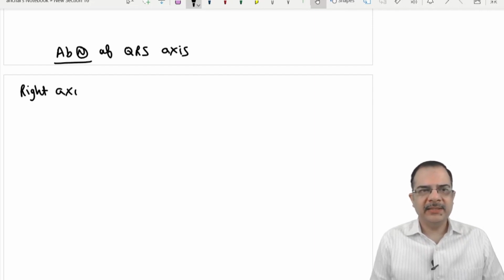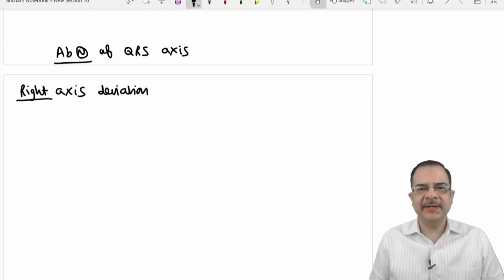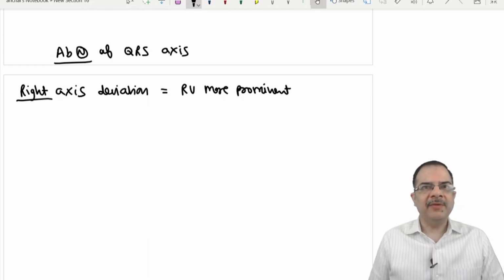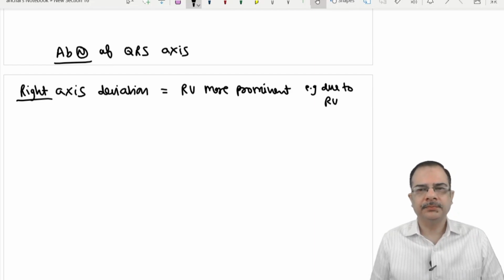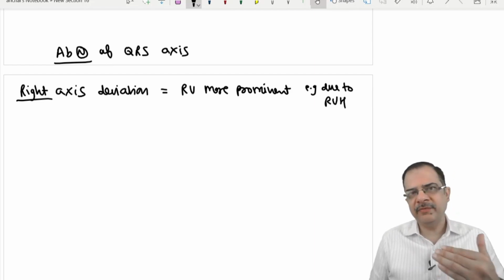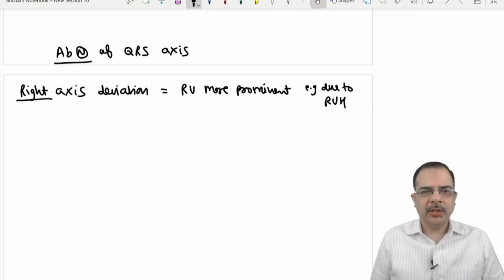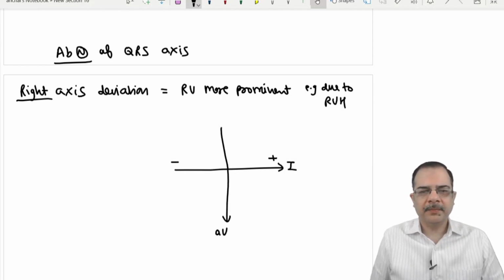So right axis deviation. As the name suggests, right means the right ventricle is more prominent, for example due to RVH, right ventricular hypertrophy. This is the meaning of a right axis deviation. So let's plot lead 1, negative, positive pole of lead 1, AVF. This is positive pole, negative pole. This is 0 degree, this is plus 90 degree.